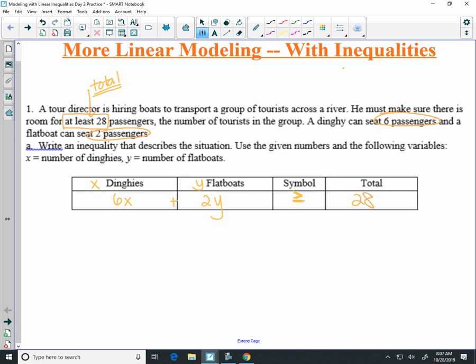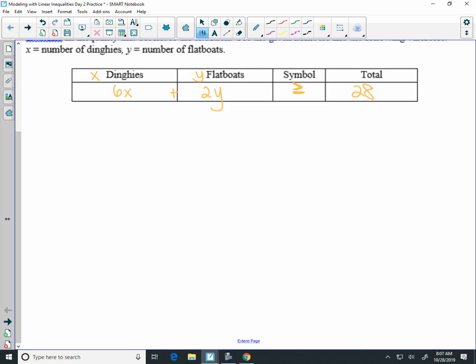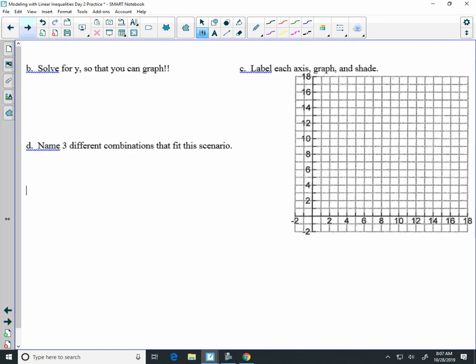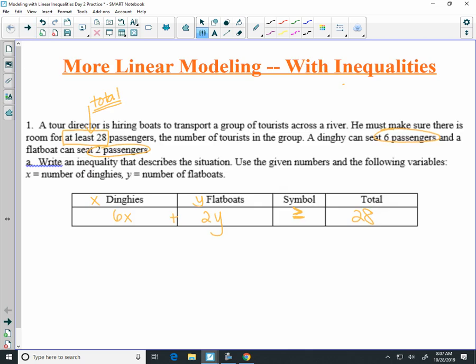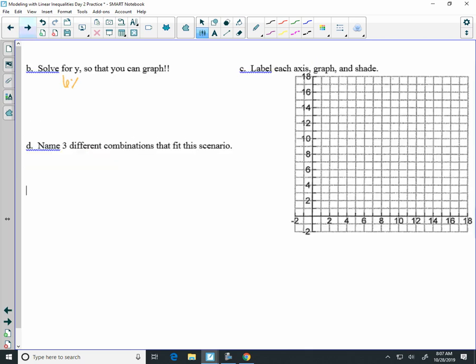So it's really helpful to have that grid. Once you get to the OST, the grid won't have that for you, but we will give it to you on the practice test and the test. Now, in order to graph this inequality, we need to solve for y. So I'm going to recopy that 6x plus 2y is greater than or equal to 28. Double check that there.